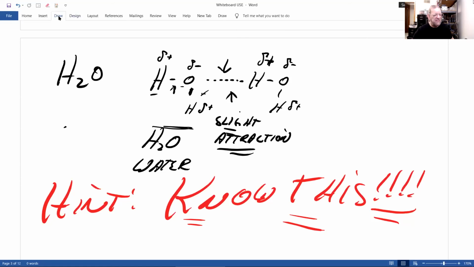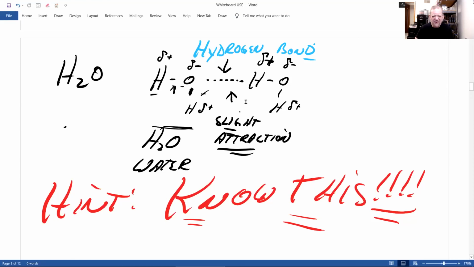And this has a special name. I'll even do it in blue. It is called a hydrogen bond. It's not a true chemical bond, but it's a very weak attractive force, and we call that the hydrogen bond. Molecules with oxygen, nitrogen, or fluorine can attract each other. Each one has to have a hydrogen on it for what we call hydrogen bonding.